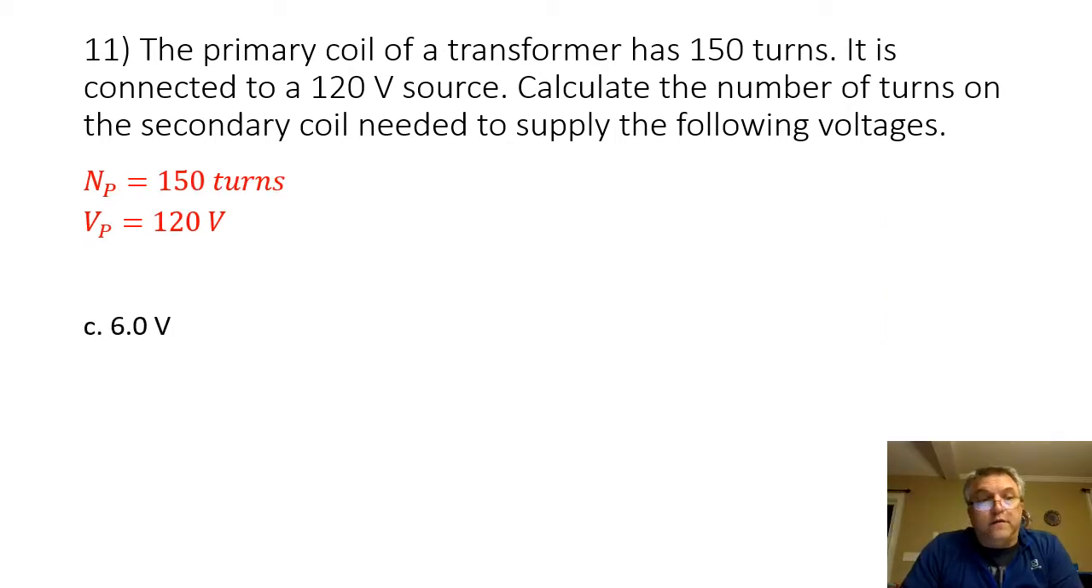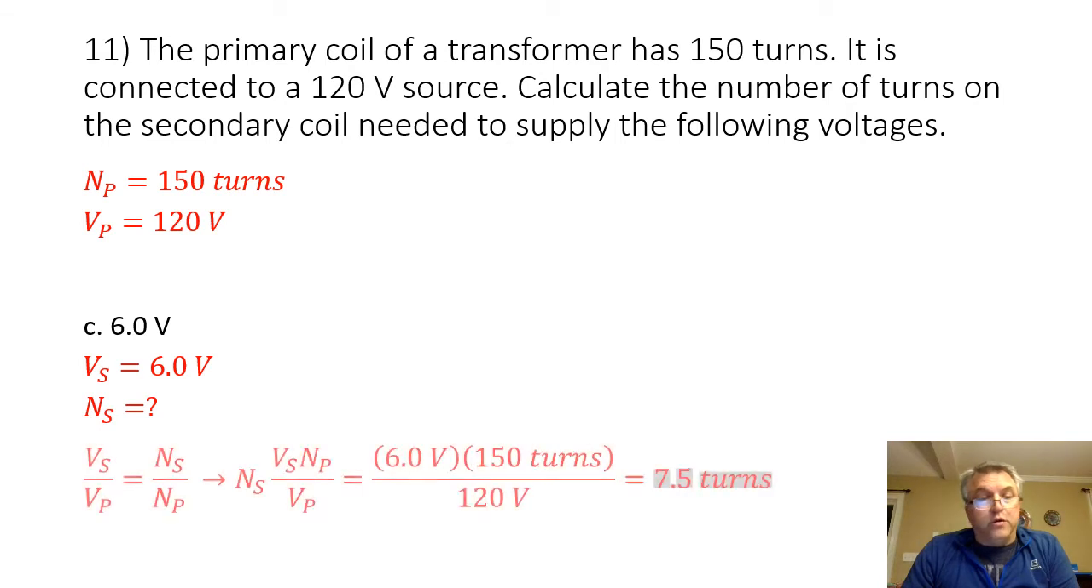Part C of problem 11 is asking us to use 6 volts as our voltage off of the secondary coil. So 6 volts as our output voltage. Once again, we are finding the number of turns on the secondary coil. We are going to use the same formula we've been using. The ratio of the secondary voltage to the primary voltage is equal to the ratio of the number of turns on the secondary coil to the number of turns on the primary coil.